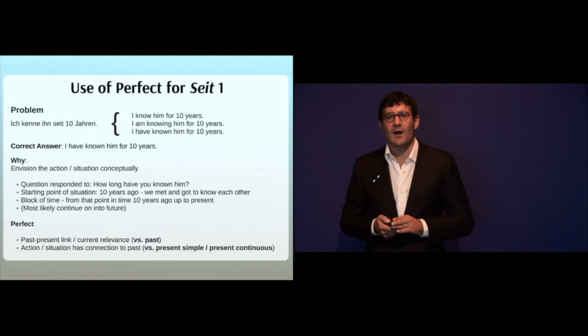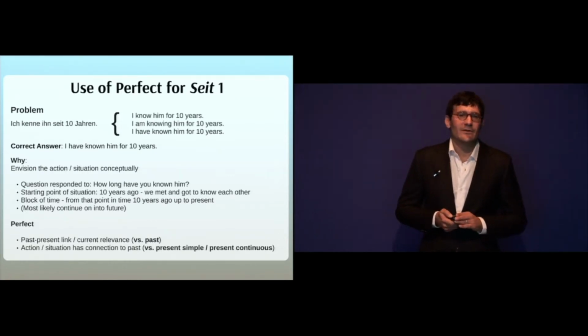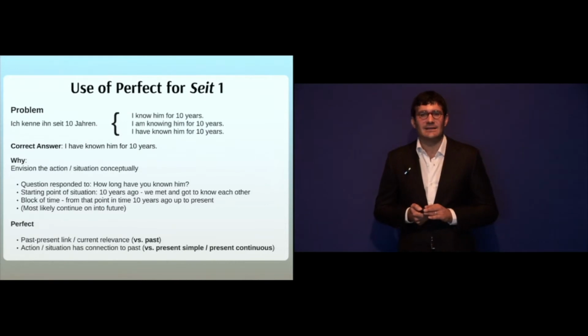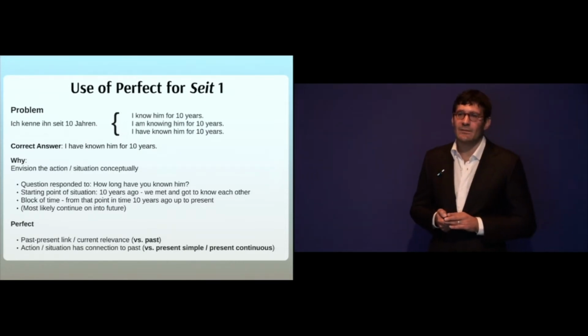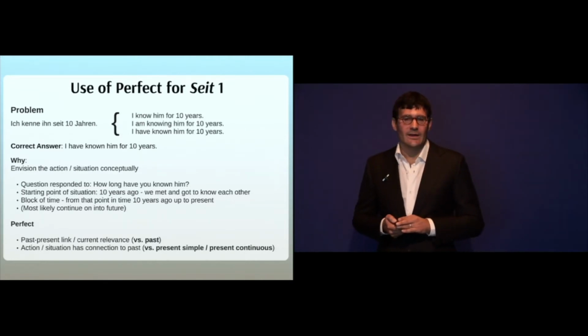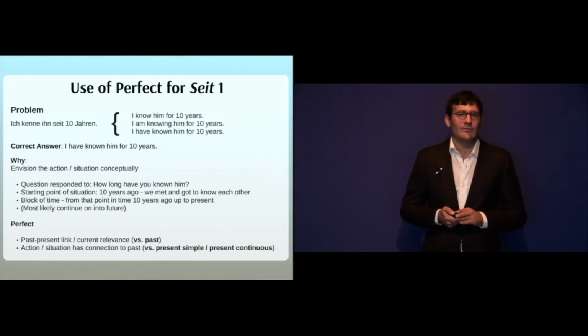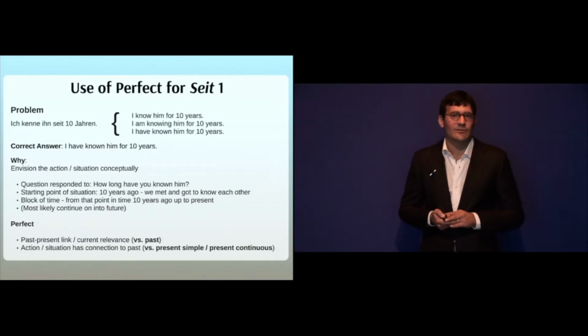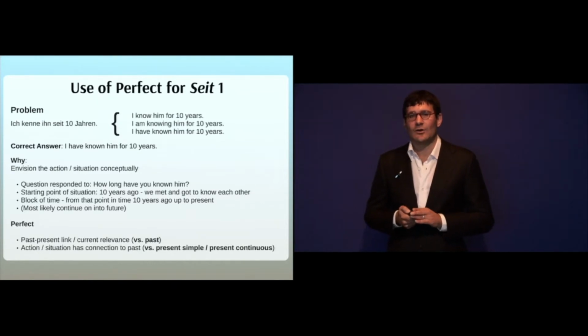Let's take a look at the problem. Ich kenne ihn seit 10 Jahren. There are 3 different possibilities to translate this sentence. I know him for 10 years, I am knowing him for 10 years, and I have known him for 10 years. The correct answer is: I have known him for 10 years. I know him for 10 years, and I'm knowing him for 10 years, both of those answers are incorrect.